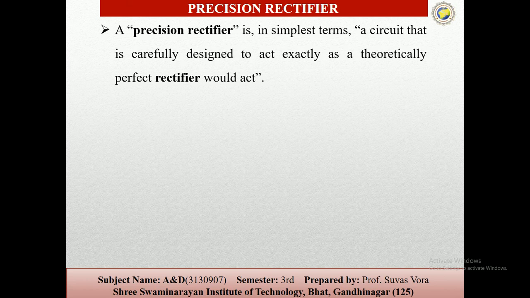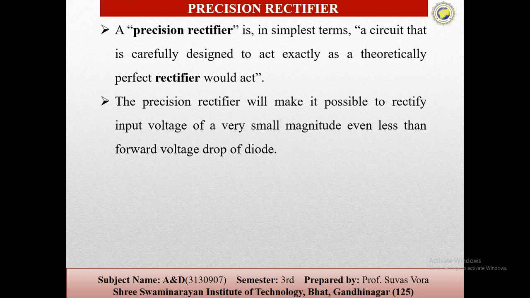So the precision rectifier, in simple terms, is a circuit that is carefully designed to act exactly as the theoretical perfect rectifier would act. So the precision rectifier makes it possible to rectify an input voltage of very small magnitude, even less than the forward voltage drop of the diode.